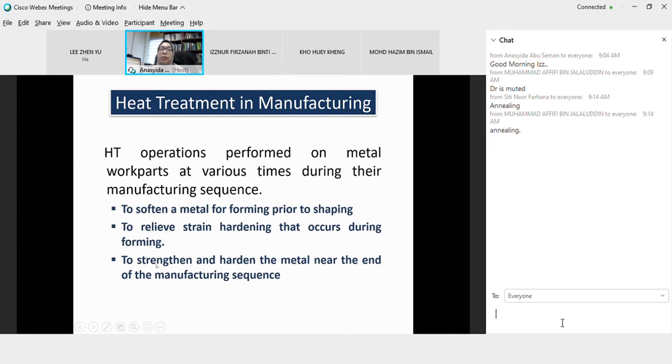The last one is to strengthen and harden the material. So what is the process? What is the heat treatment to strengthen and harden?